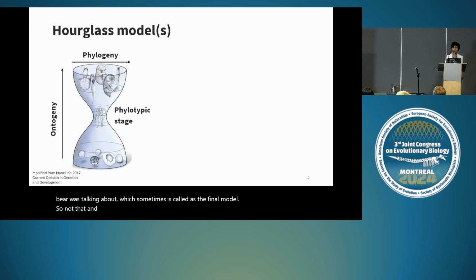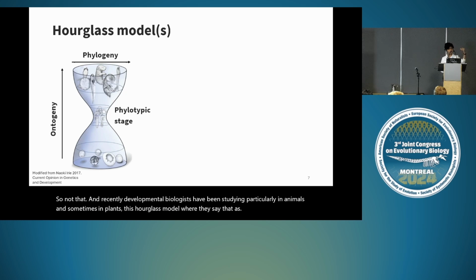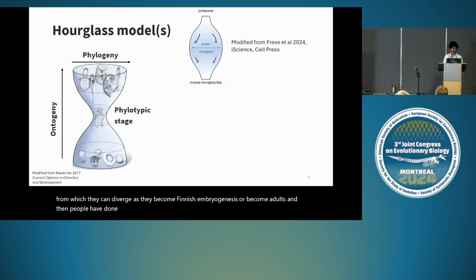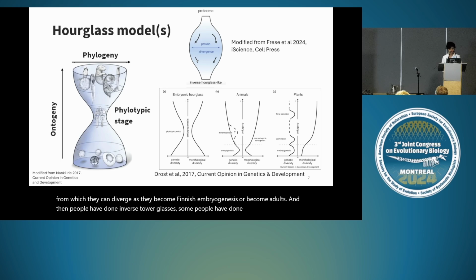And recently, developmental biologists have been studying, particularly in animals and sometimes in plants, this hourglass model where they say that as development progresses, embryos are very different at their initial stages, but some intermediate stage during development exists where they become increasingly similar, but from which they can diverge as they finish embryogenesis or become adults. And then people have done inversed hourglasses, some people have done wiggly hourglasses, and it's quite complicated for my brain.